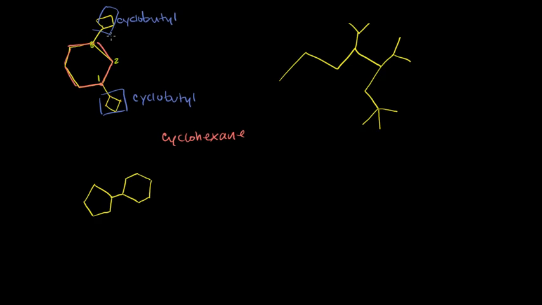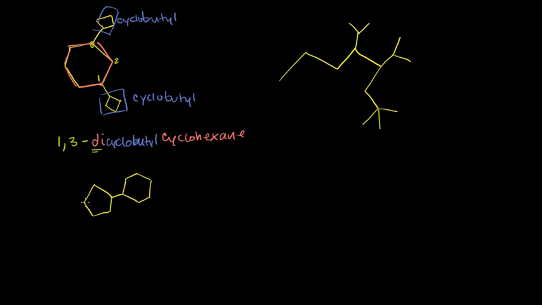So this right here, we have 2 cyclobutyl. So it's dicyclobutyl. We have 2 of them, and they are at the 1 and 3 position. So at the 1 and 3 position, I have 2 cyclobutyls on my cyclohexane, I guess you could call it the main ring.